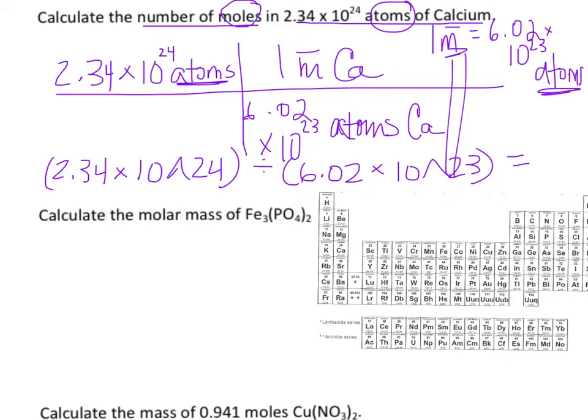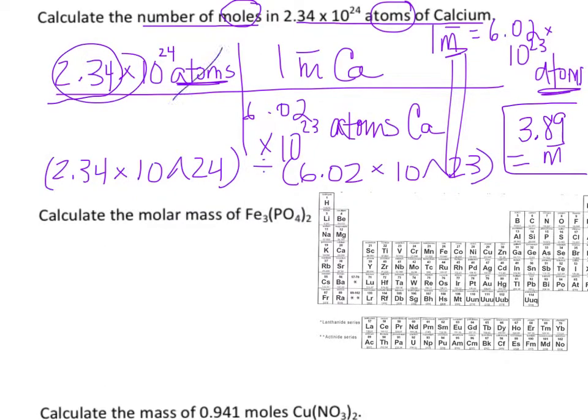When you calculate that, you should come up with something like 3.89 moles. The reason it's 3.89 is because there were 3 significant figures given at the beginning. So we cancel our atoms and we ended up with moles, and that is our answer.